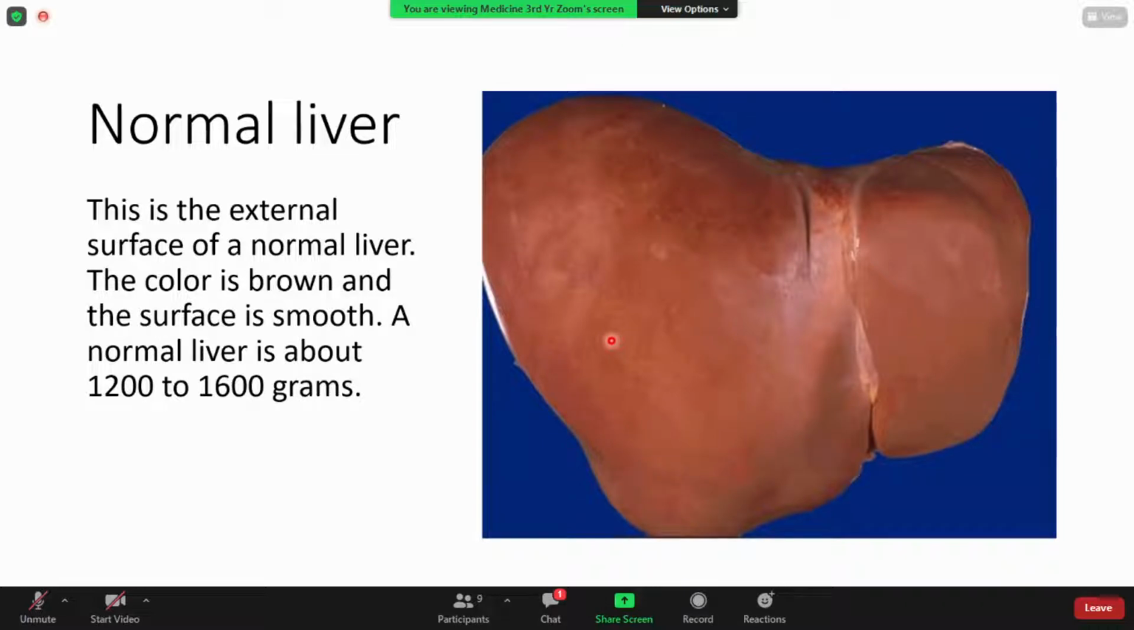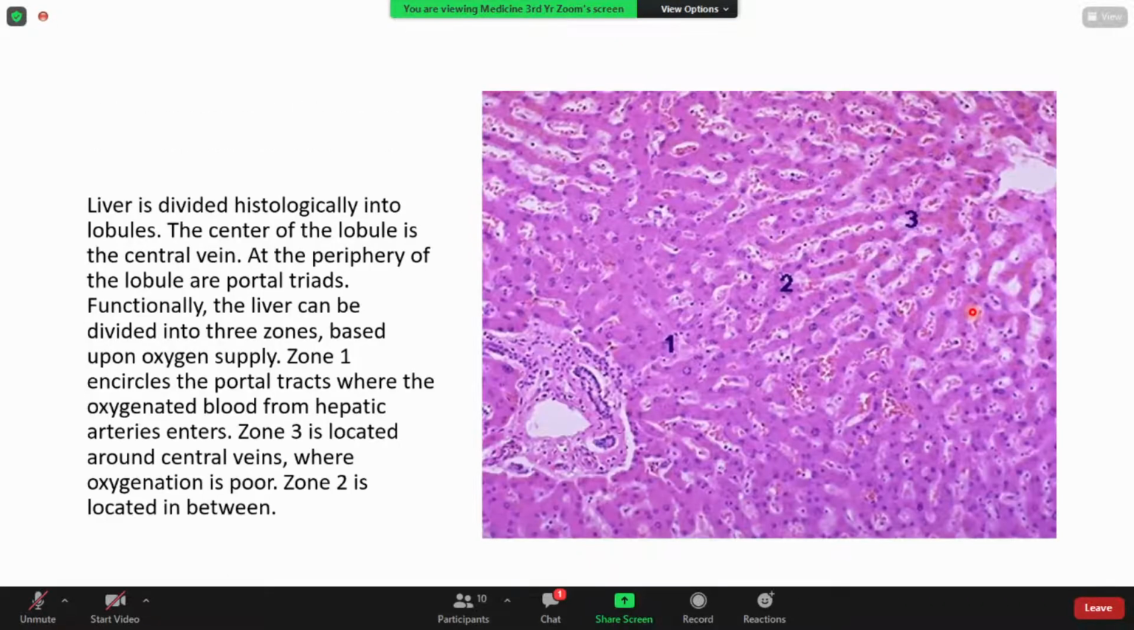1200 to 1600 grams. زي ما شايفين مش شايفين في أي lesions from outside. ما في nodularity. Under the microscope, this is the كمان normal histology of the liver.